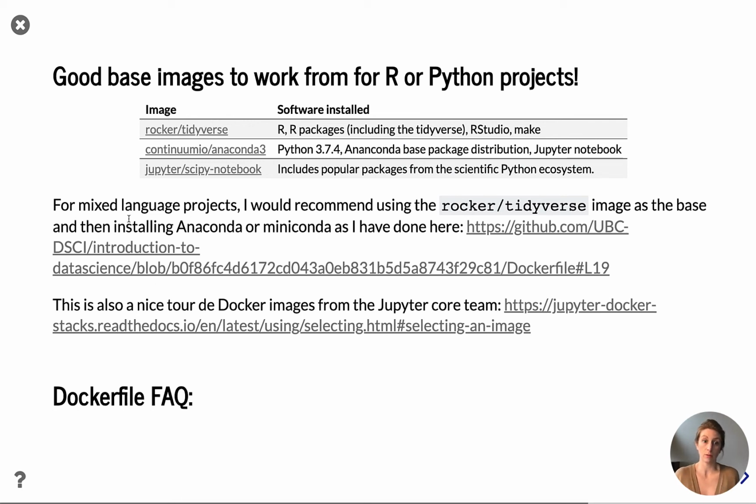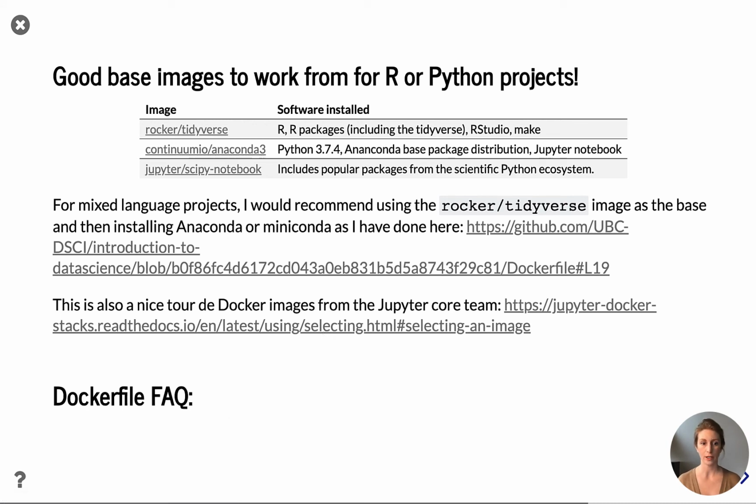And then there's some images that are already set up to work well with both languages. So here I'm linking to the Jupyter SciPy notebook, but there's a Jupyter R notebook that has lots of packages from R as well as Python, and so you might want to take a look at that. The Jupyter team has given us a nice tour of the Docker images that they make, and if you click on this link here, it lists all of the different Jupyter images that they make and gives nice short descriptions and what packages are installed, so it makes it easy to select for you.